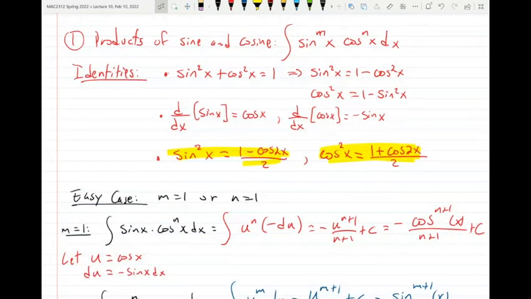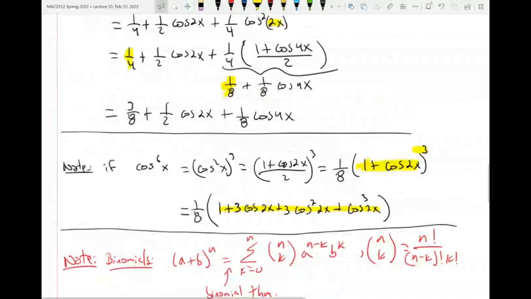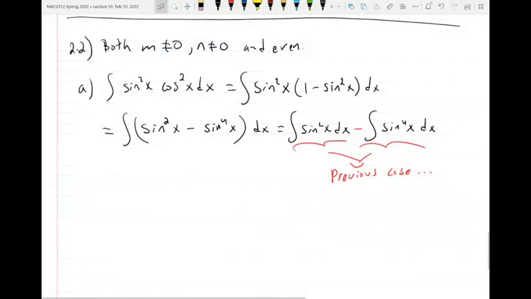Okay, any questions on sine and cosine? Can you go back to the last problem, just like right now? I know. Thank you.